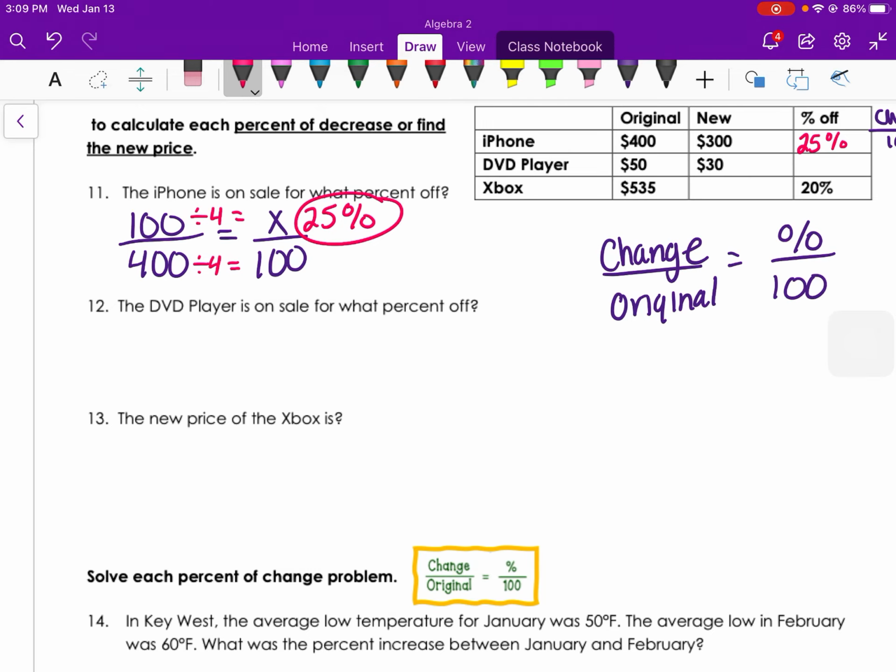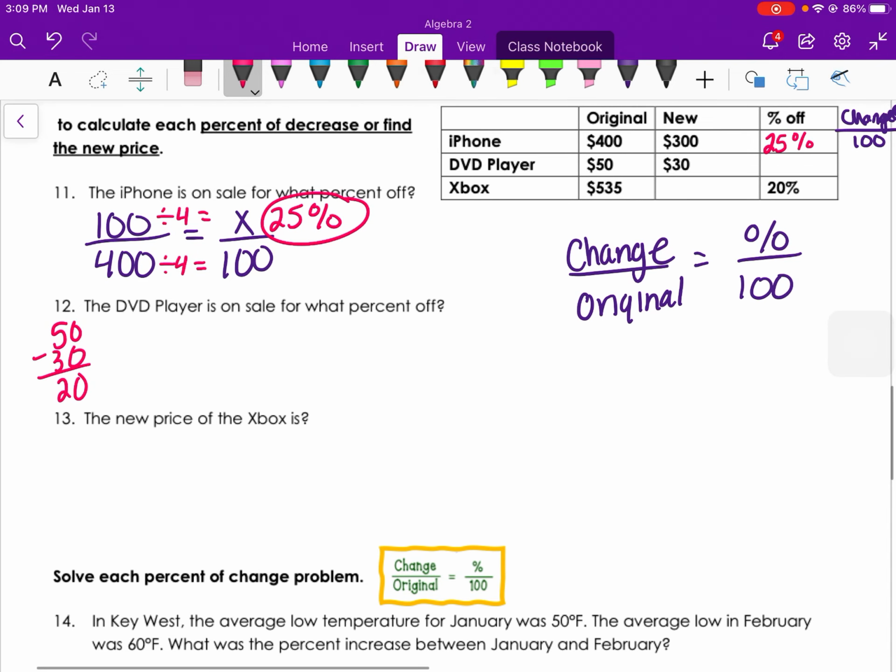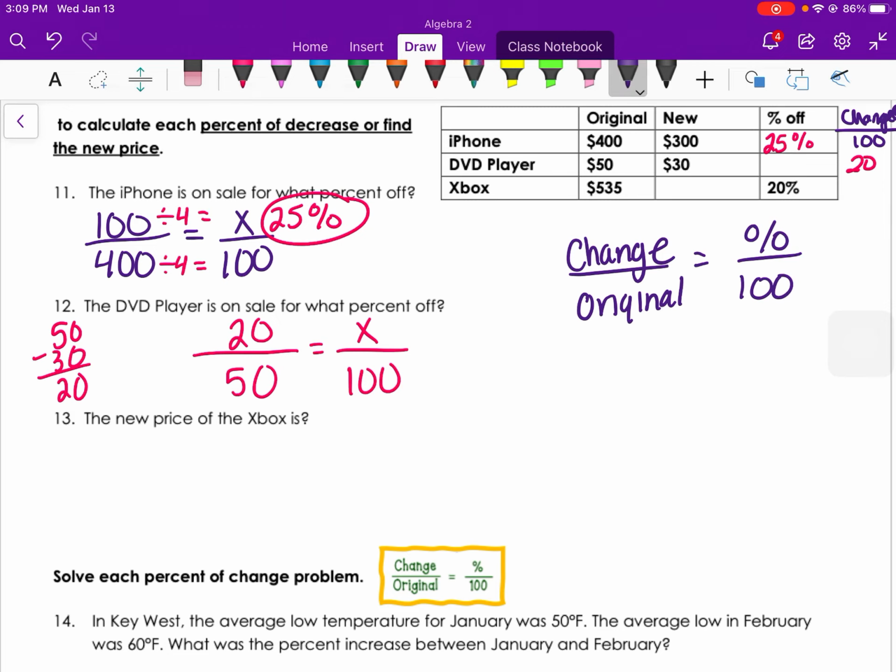The DVD player original price was $50. The new price was $30. So 50 minus 30 is 20. So that's my change in price. So change over the original price, 20 over 50 equals what percent over 100? Then I know that 50 times 2 is 100, so 20 times 2 is 40. So that one was 40% off.